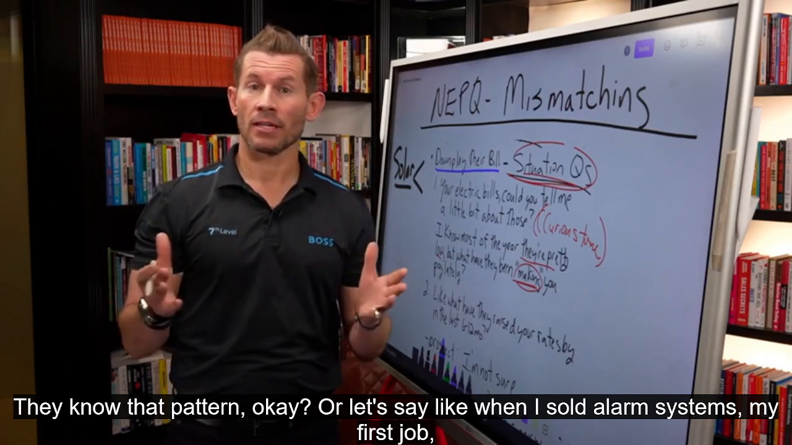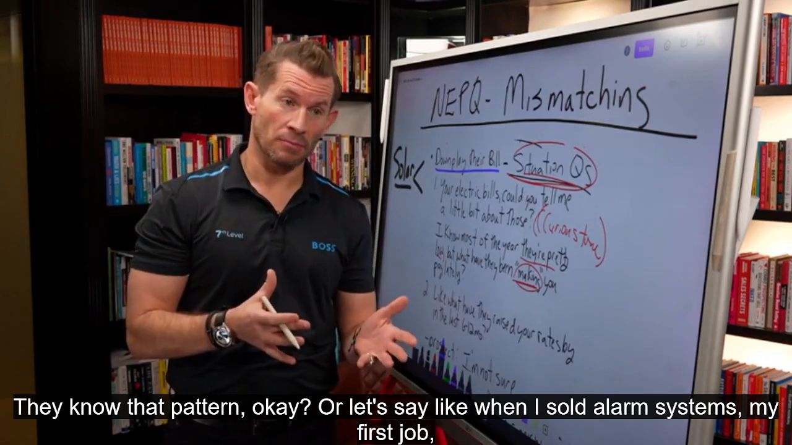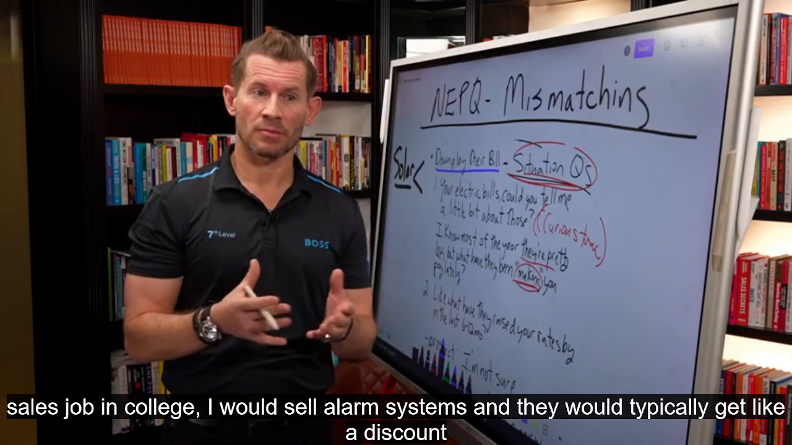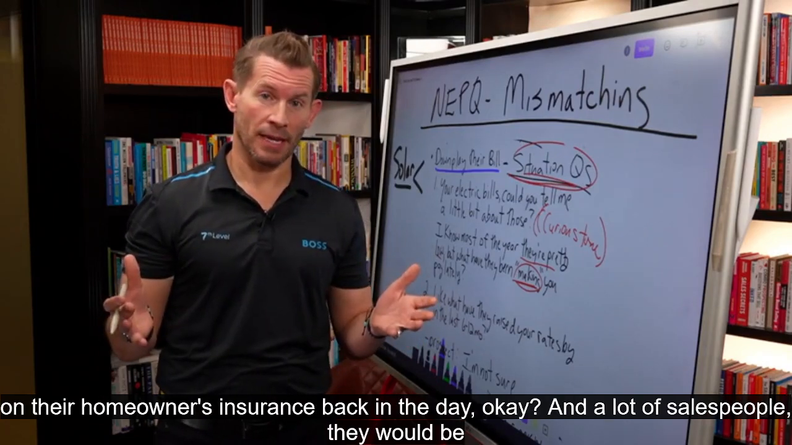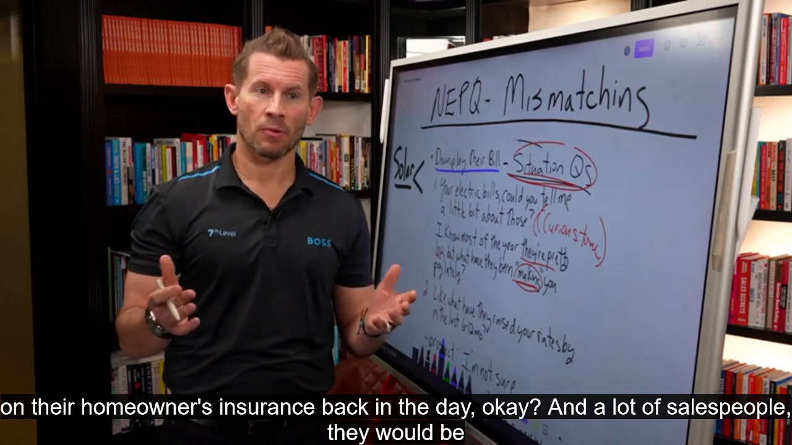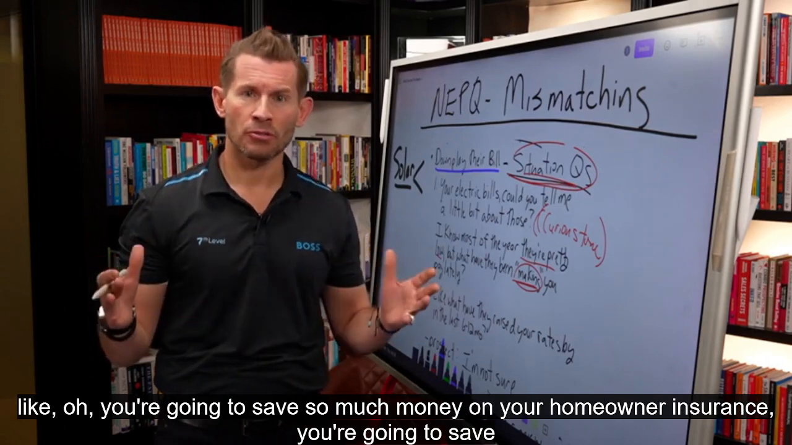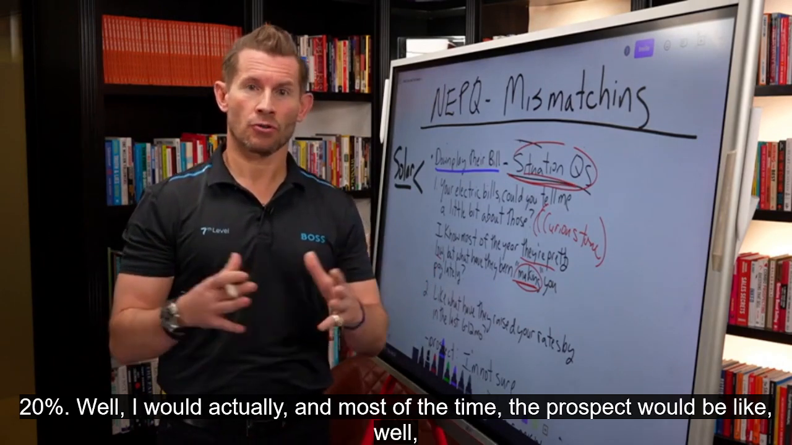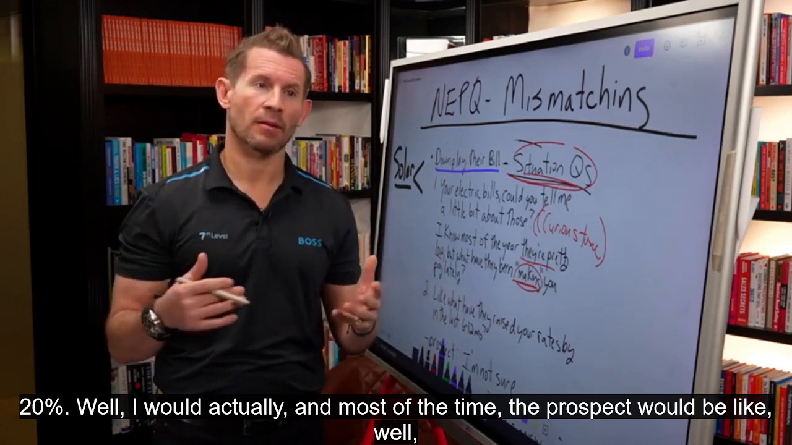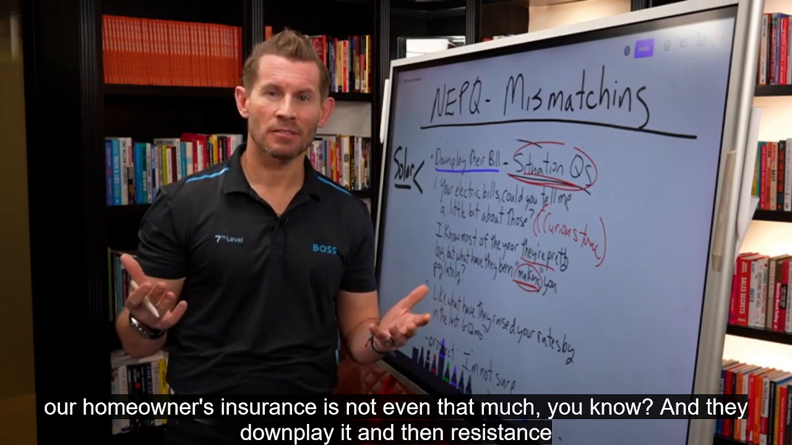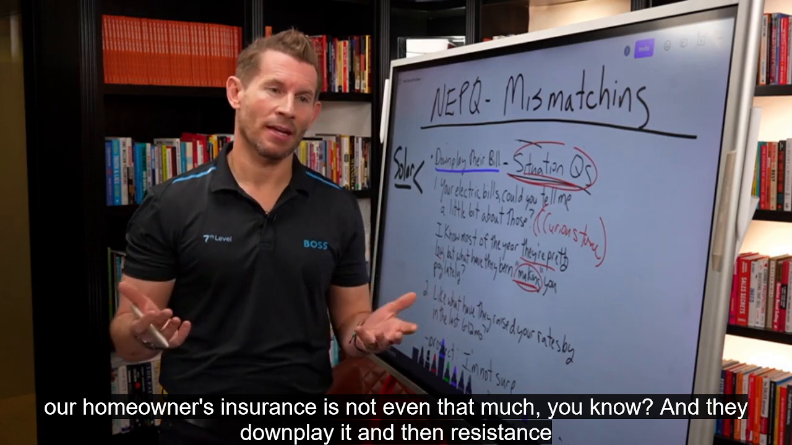Or let's say when I sold alarm systems, my first sales job in college, they would typically get a discount on their homeowner's insurance back in the day, okay? And a lot of salespeople would be like, oh, you're gonna save so much money on your home insurance, you're gonna save 20%. Well, most of the time, the prospect would be like, well, our homeowner's insurance is not even that much. And they downplay it, and then resistance there.